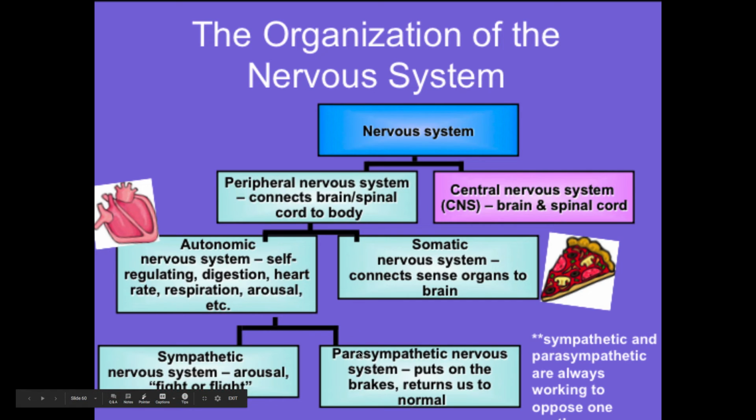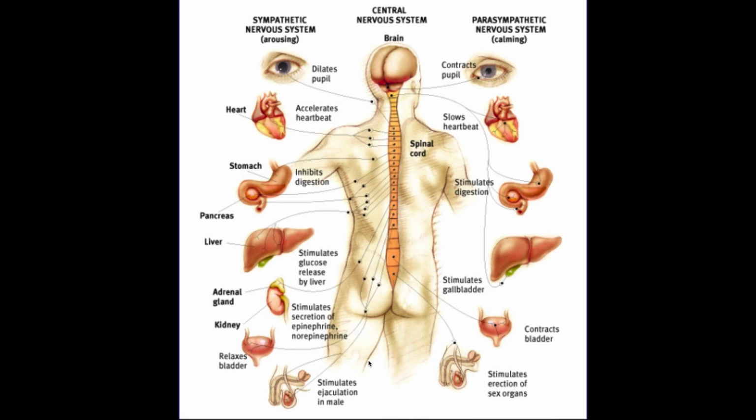The other subdivision of the autonomic nervous system is called the parasympathetic nervous system. This acts always in opposition to the sympathetic. It puts the brakes on. It brings us back to normal. It calms us. It slows the heart rate, slows respiration. All right? And a little mnemonic you can use for this: whereas the sympathetic arouses, the parasympathetic, like a parachute, brings you down.